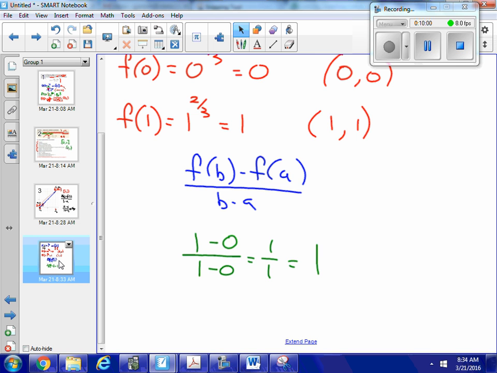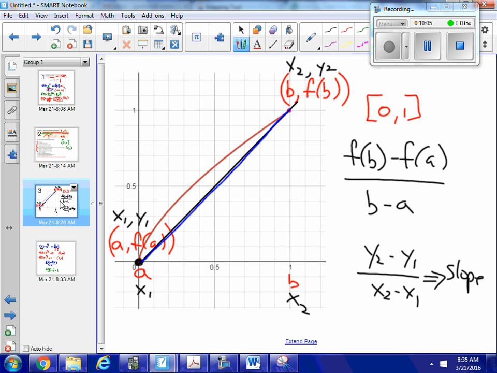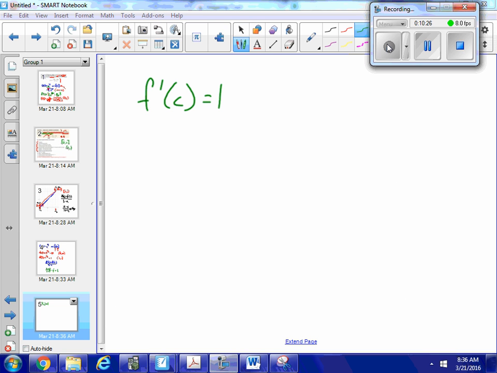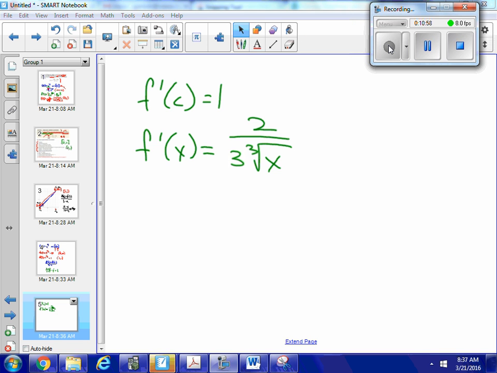So now that I know what the slope is of this entire chord right here, I want to find out where on the function, what x value also has a tangent that will be parallel to that, that will have the same slope. In other words, at point c, my derivative of the function at point c, f prime of c, has to be equal to 1. Well, I know that f prime of x is equal to 2 divided by 3 times the cube root of x. I found that out a little while ago. I'm not finding f of x now, I'm finding f prime of c. So that means 2 divided by 3 times the cube root of c has to be equal to 1. That's what I'm trying to find out.